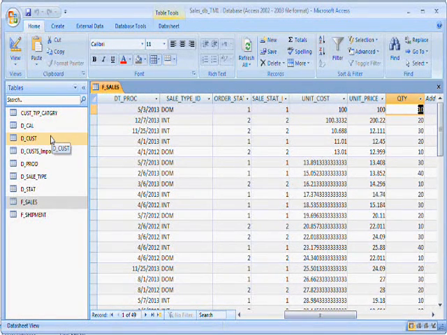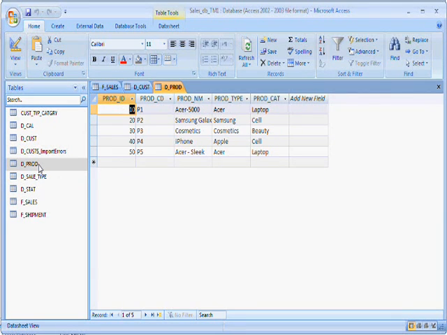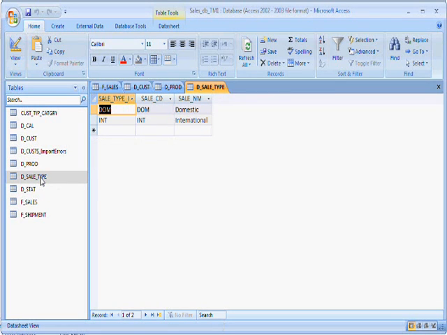Let's take a look at the customer dimension. The customer dimension is at the lowest level of customer, having name as an attribute, city, country. Customer type, it can be gold, silver, or bronze, and we have customer date of birth. For the product dimension, we have product ID, product code, name, product type, and product category. The sales type could be of two elements, domestic or international.